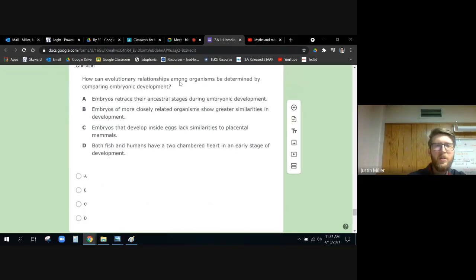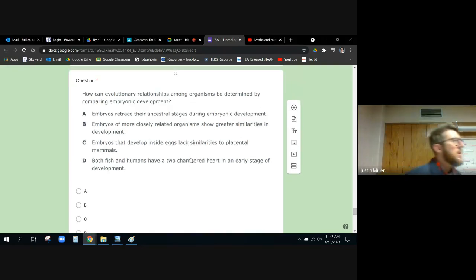How can evolutionary relationships among organisms be determined by comparing embryonic development? This is the last one. So did you guys know that when embryos develop, you know what an embryo is, first of all? An embryo is like what a baby is before it's a fetus, before it has all the parts. It's called an embryo. It's like in the very early stages of development, soon after the sperm and egg combine.